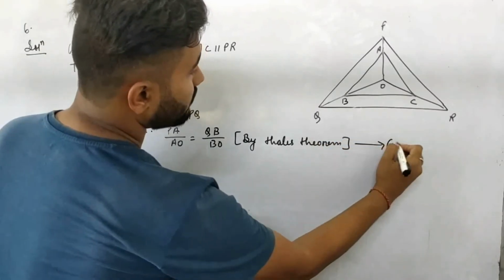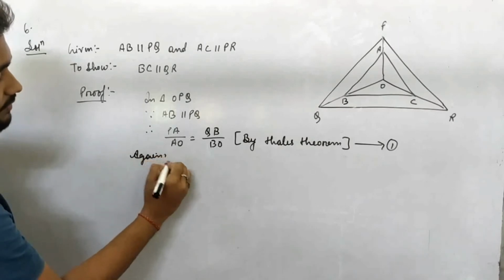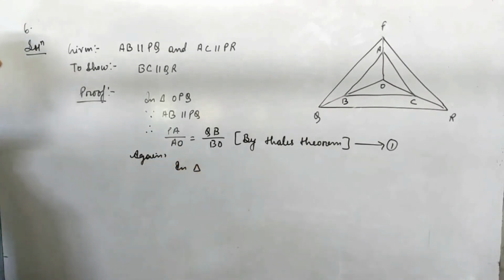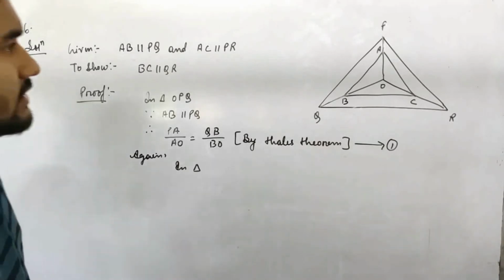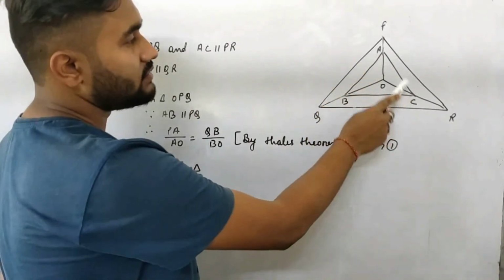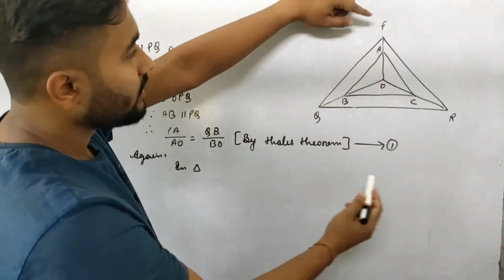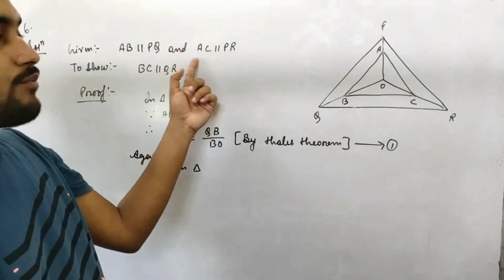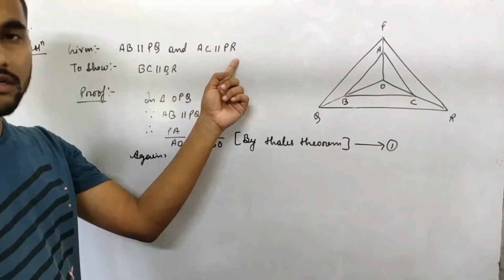Same process, give this one as equation 1. Again, take another parallel in the triangle. AC is parallel to PR. Where is this AC? This is AC. Where is PR? So PR is the longest side, so find another point. AC is the shorter side, PR is the longer side.